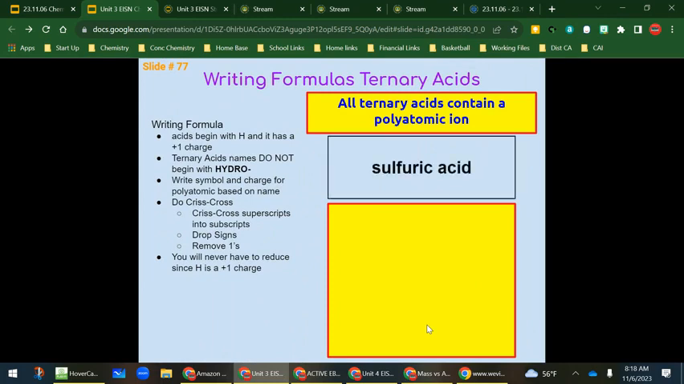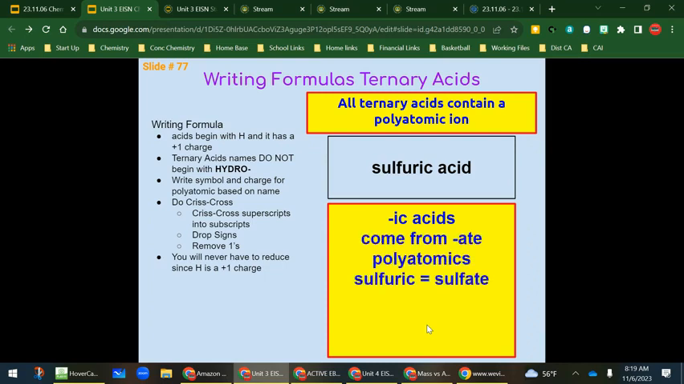Sulfuric acid. What's it come from? Not sulfur. Sulfate. If it were hydrosulfuric, yes, sulfur. This has to be some polyatomic. So what polyatomic is close to sulfuric? Sulfate.